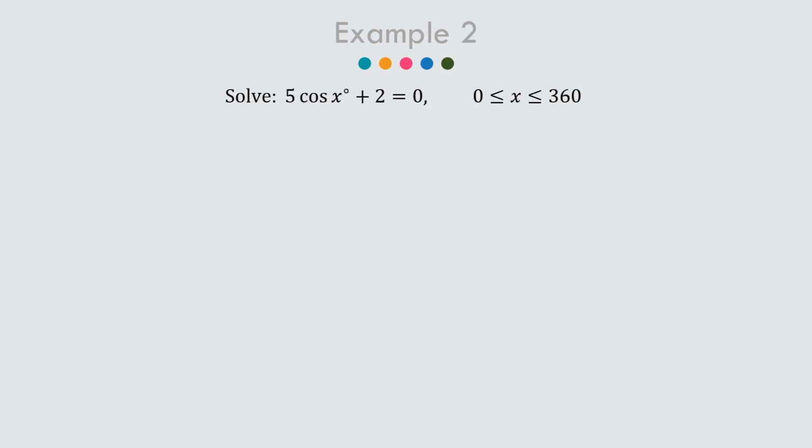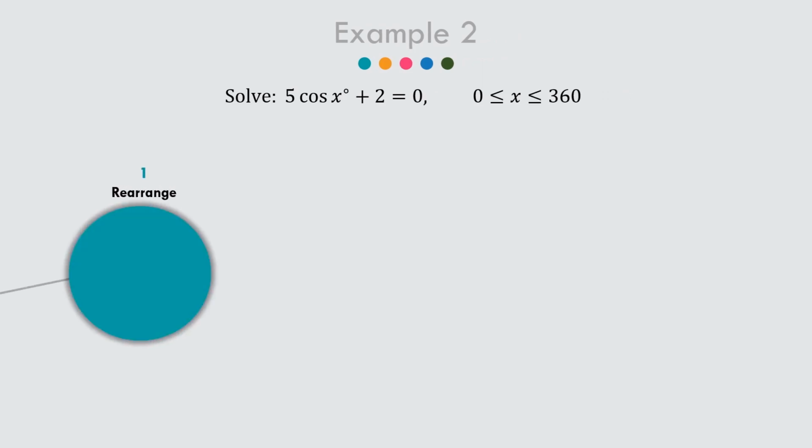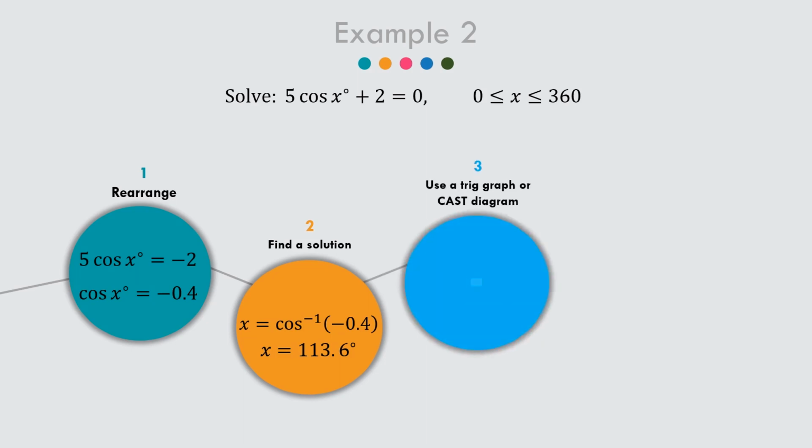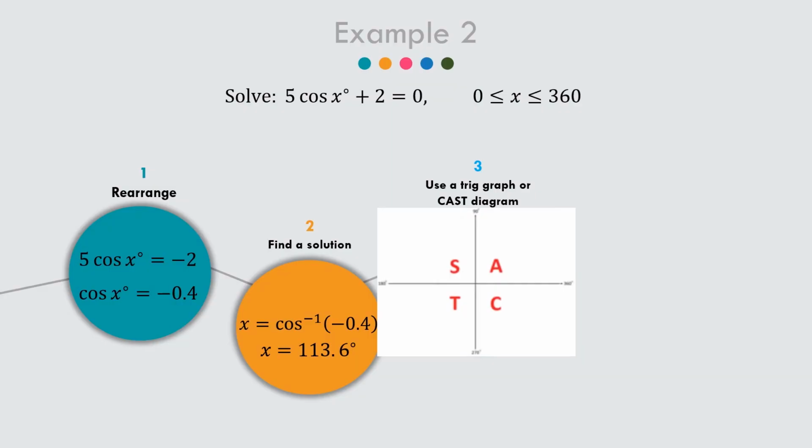Example 2. Solve 5 cos x plus 2 equals 0 for the range 0 to 360. First step is to rearrange. The second step is to use your calculator to find one of the solutions. Step 3 is to use a trig graph or a cast diagram. This time, let's use the cast diagram to help find the other answer.